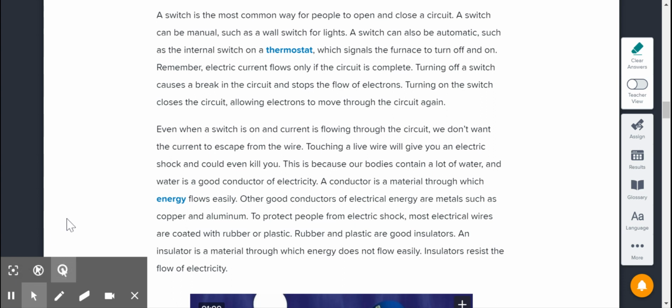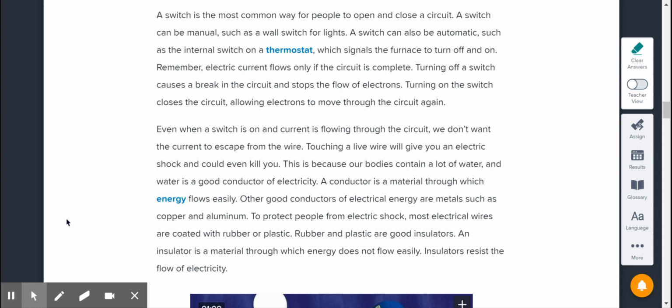A switch is the most common way for people to open and close a circuit. A switch can be manual, such as a wall switch for lights. A switch can also be automatic, such as the internal switch on a thermostat, which signals the furnace to turn on and off when it gets too cold.